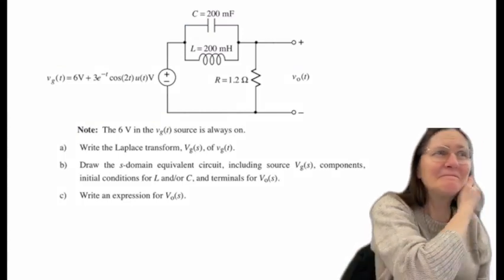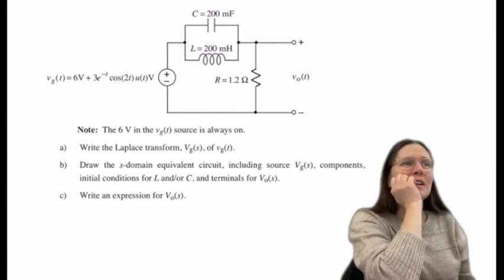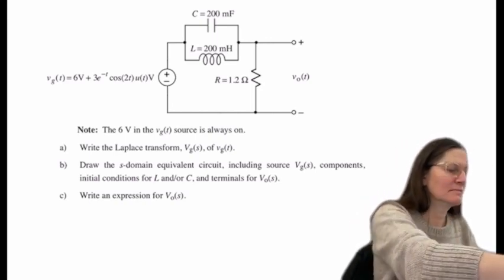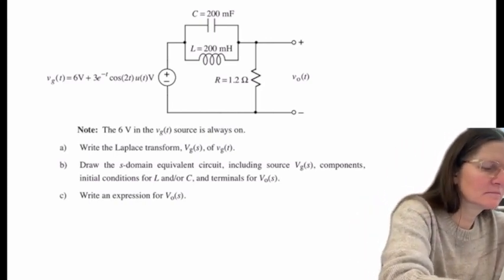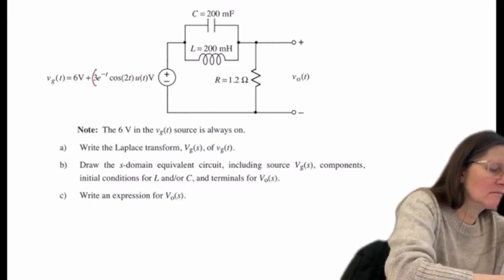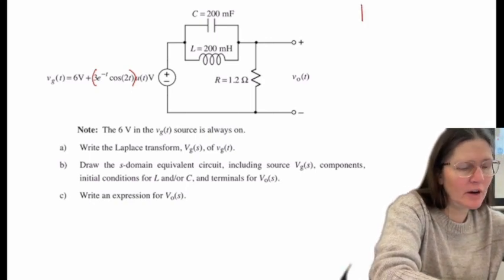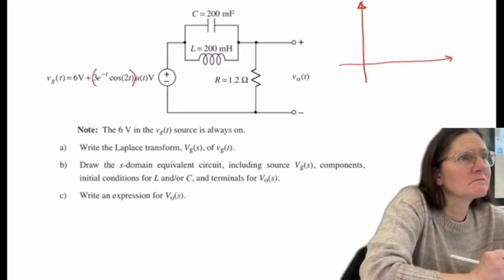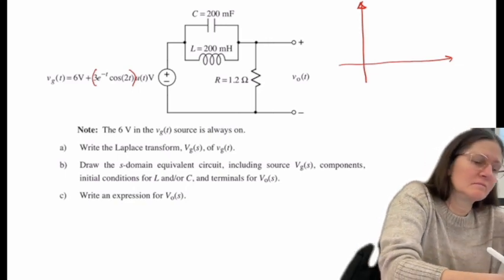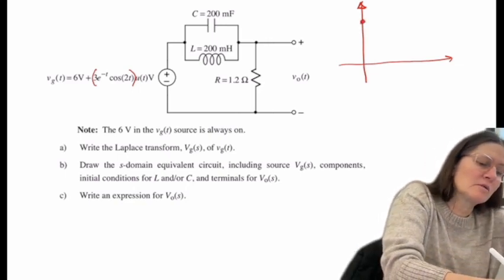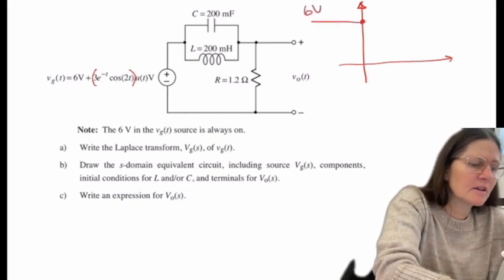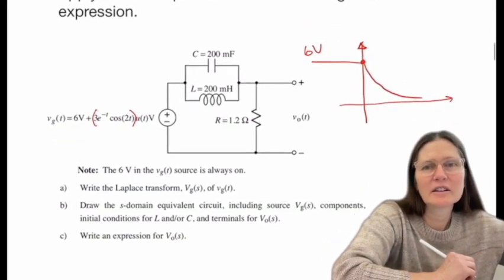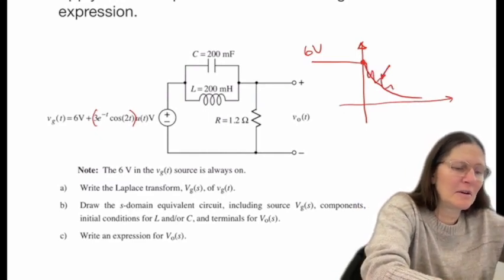Doesn't matter. So it's only applying to the last part. No, but I mean, does the step function just apply to the 6 volts and the 3e to the negative t cosine 2t, or just to the 3e to the negative t cosine 2t? Just to this one. So what does that graph look like? Okay, and before 0? So it's going to be a constant 6. And then it's going to be something that goes down like that. I don't know, maybe it goes like that.